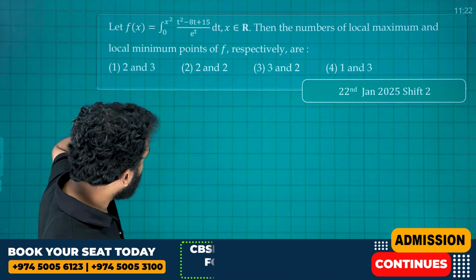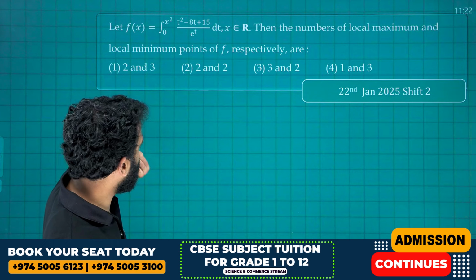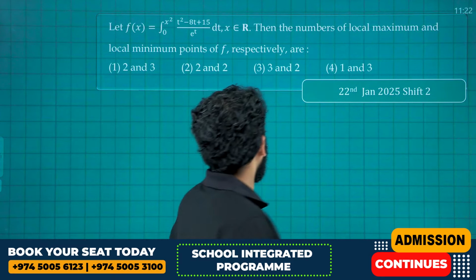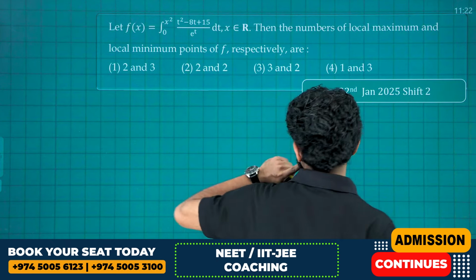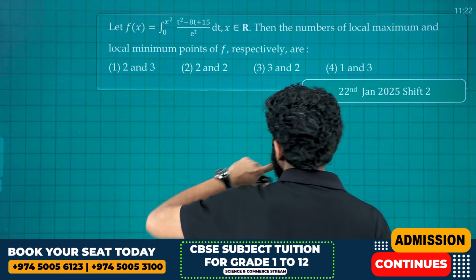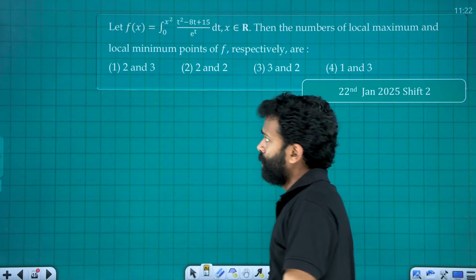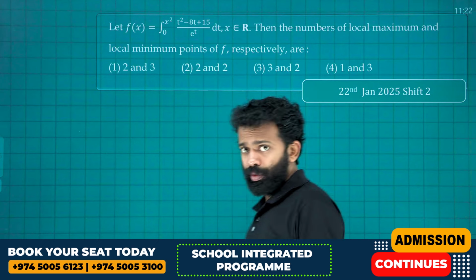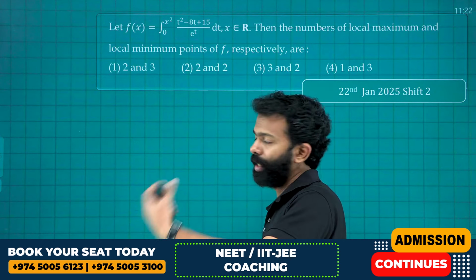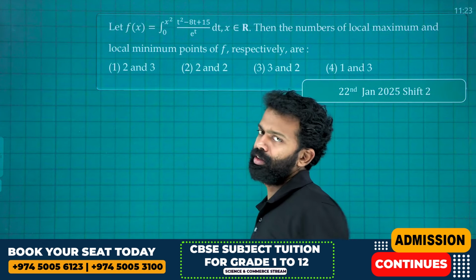F of x is equal to the integral from 0 to x square of (t square minus 8t plus 15) divided by e raised to t dt. The number of local maximum and local minimum points of f are respectively. How are you going to do this one? Easy actually. What we should do here is differentiate, only then can we identify the maxima and minima. We can use the first derivative test here.